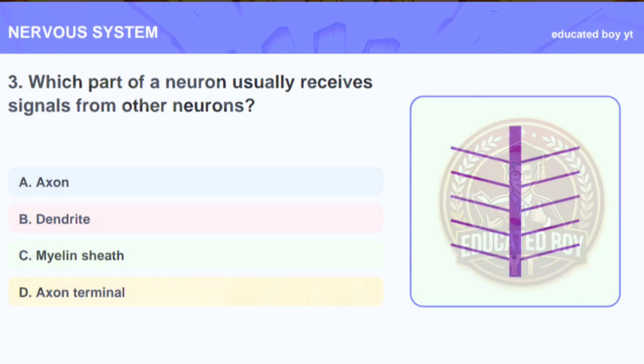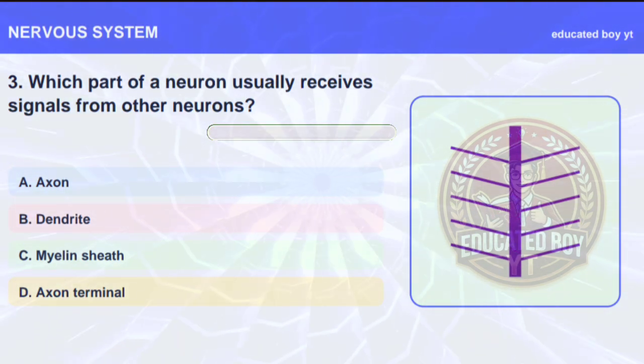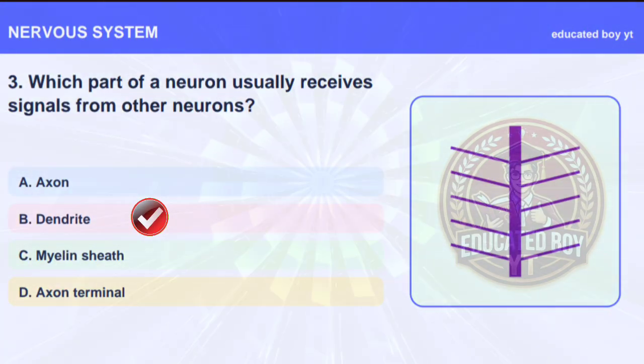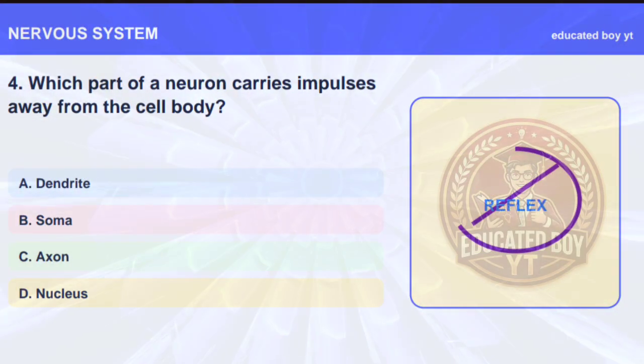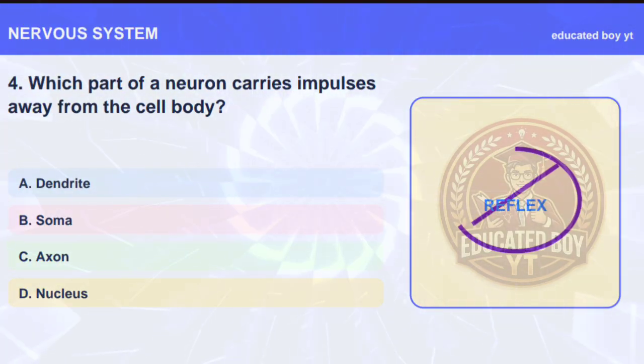Question number 3. Which part of a neuron usually receives signals from other neurons? Option A, axon; option B, dendrite; option C, myelin sheath; option D, axon terminal. Question number 4. Which part of a neuron carries impulses away from the cell body? Option A, dendrite; option B, soma; option C, axon; option D, nucleus.